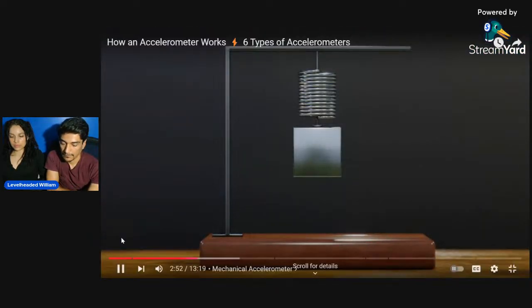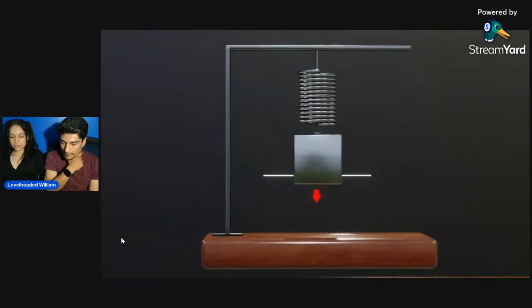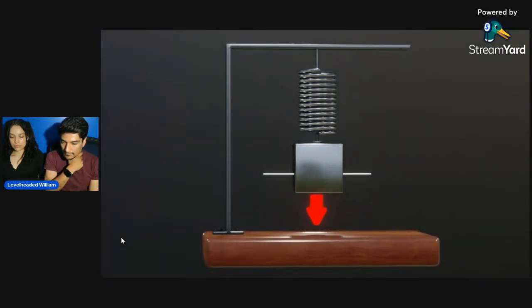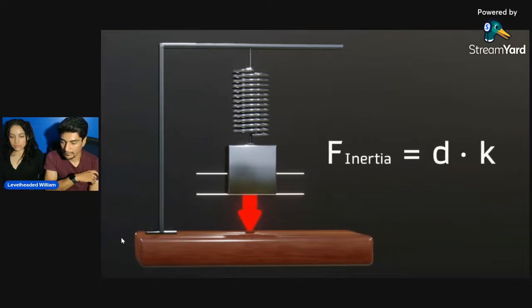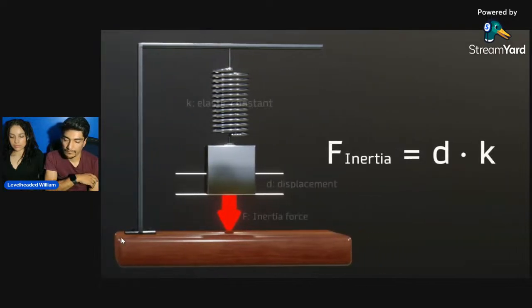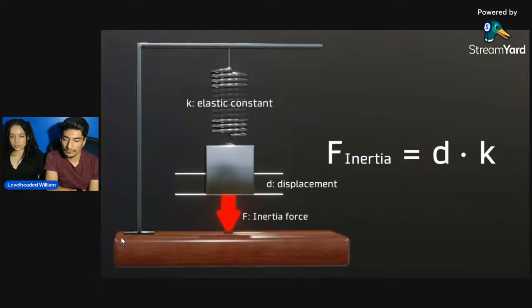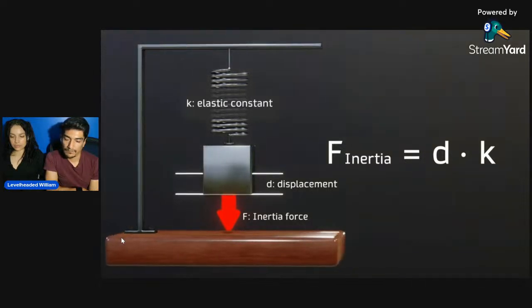Understanding this, if we measure the length of the spring when it was at rest and calculate its difference with the length of the spring when the accelerometer moved, we will have all the necessary information to calculate the inertia force using Hooke's law. Now we are left with the last step, how to use the value of the inertia force to calculate the acceleration of the system.